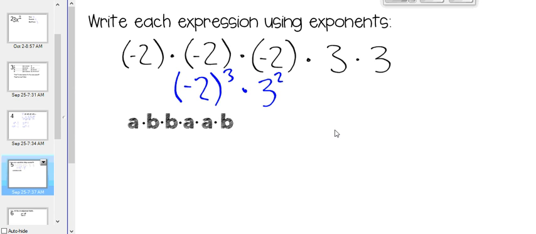Try one out with some letters. You've got A times B times B times A times A times B. If I count, I've got 1, 2, 3 A's, so that's A to the 3rd, because I'm multiplying all those together. And I've got 1, 2, 3 B's, multiplying those all together to get B to the 3rd. So A to the 3rd, B to the 3rd would be how that is simplified using exponents.